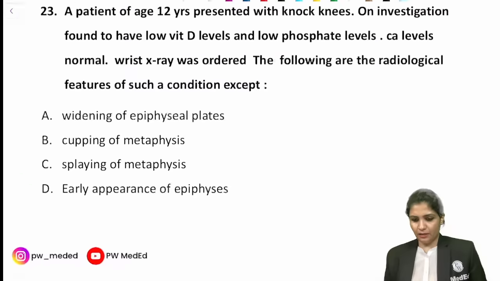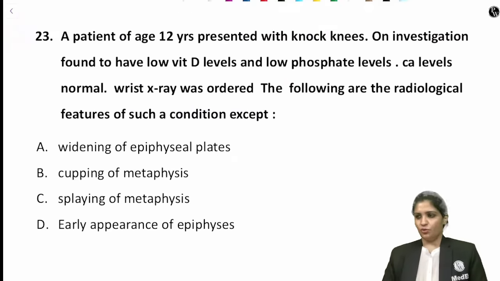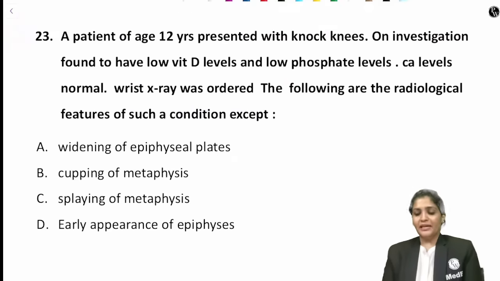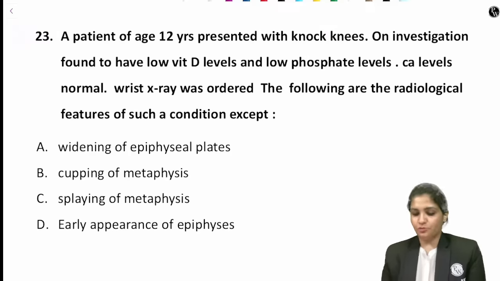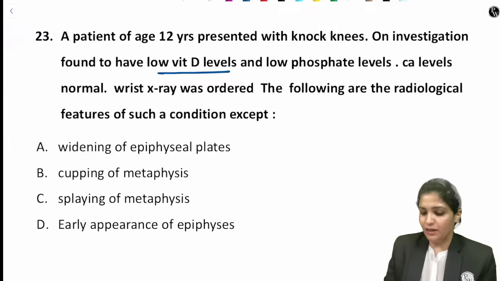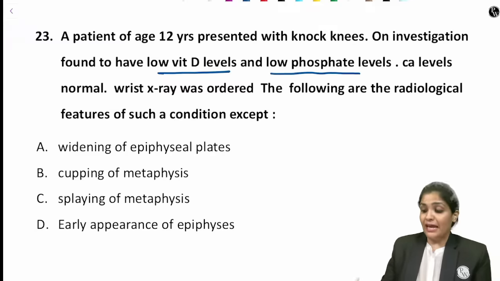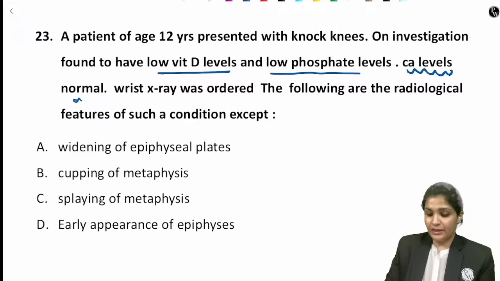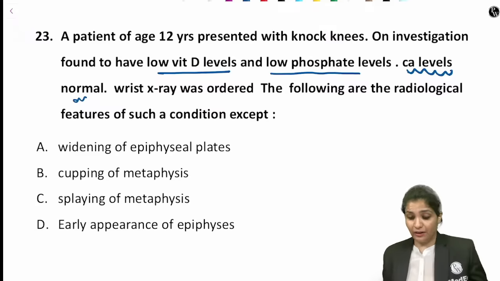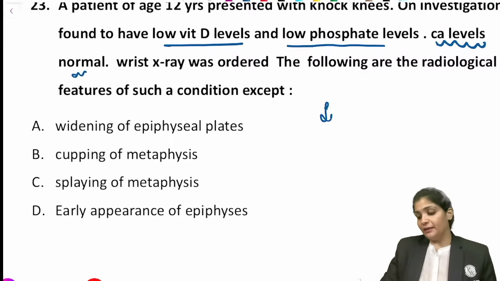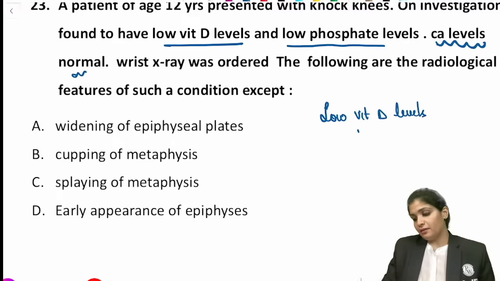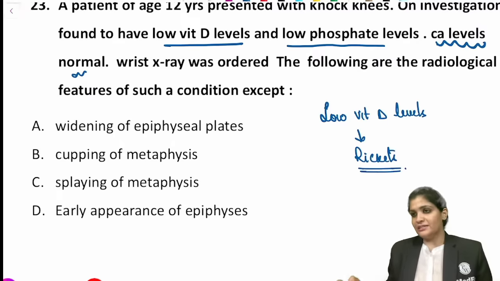So this is the last but one question. So let's complete it. A patient of age 12 years presented with knock knees, on investigation found to have low vitamin D levels, very important, and low phosphate levels. Calcium levels are normal. Wrist x-ray was ordered. The following are the radiological features of such a condition except. So having said that, low vitamin D levels, that is nothing but your rickets, right? In rickets, what is the defect?